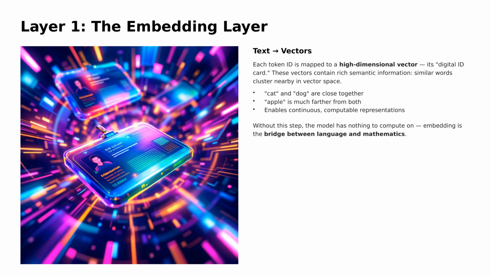Let's explore the embedding layer, the first step in transforming text into something a model can work with. Here, each text token is converted into a high-dimensional vector, like a digital ID card. These vectors capture semantic meaning, grouping similar words together. For instance, cat and dog are close in this space, while apple is much farther away. This process enables the model to compute language, bridging words and mathematical analysis.